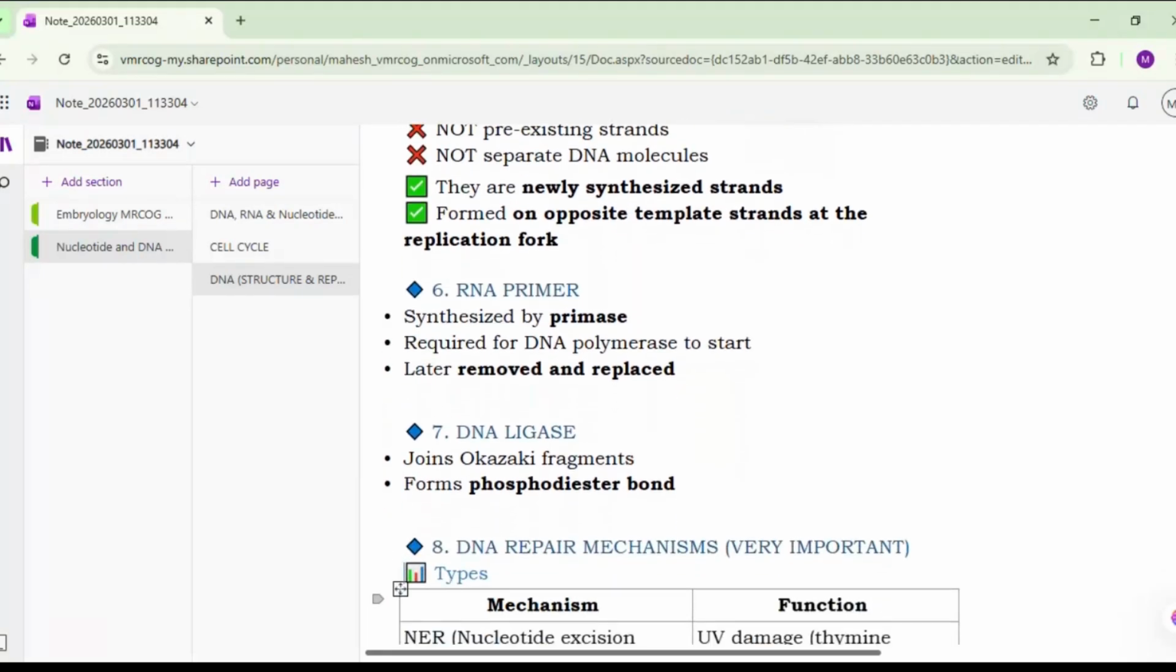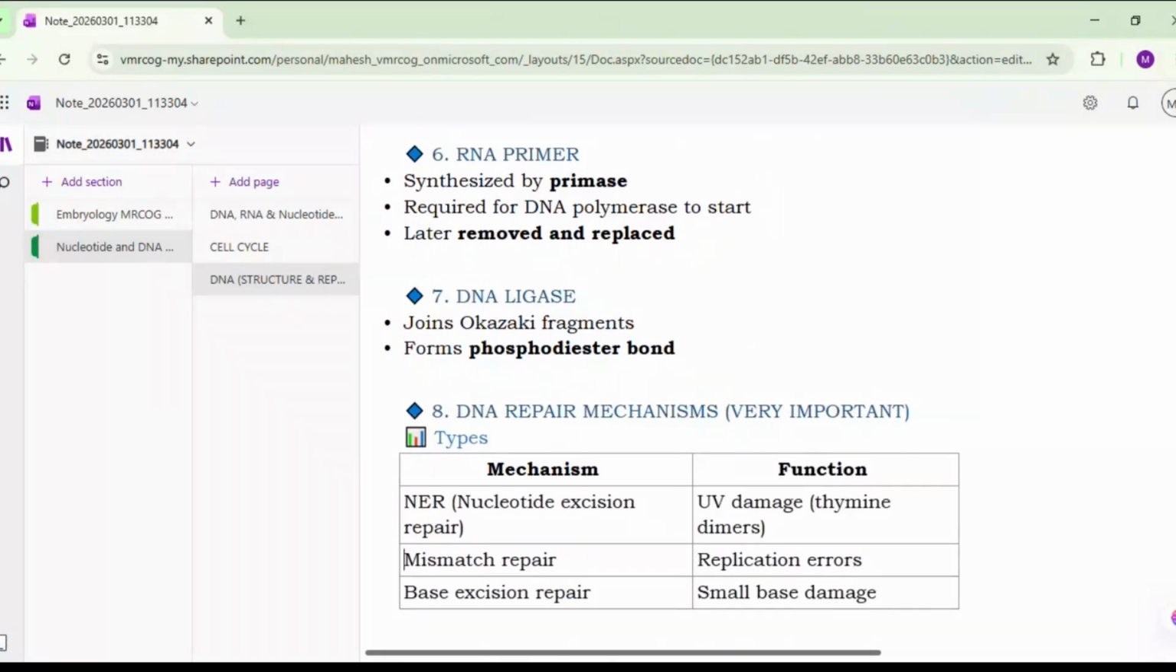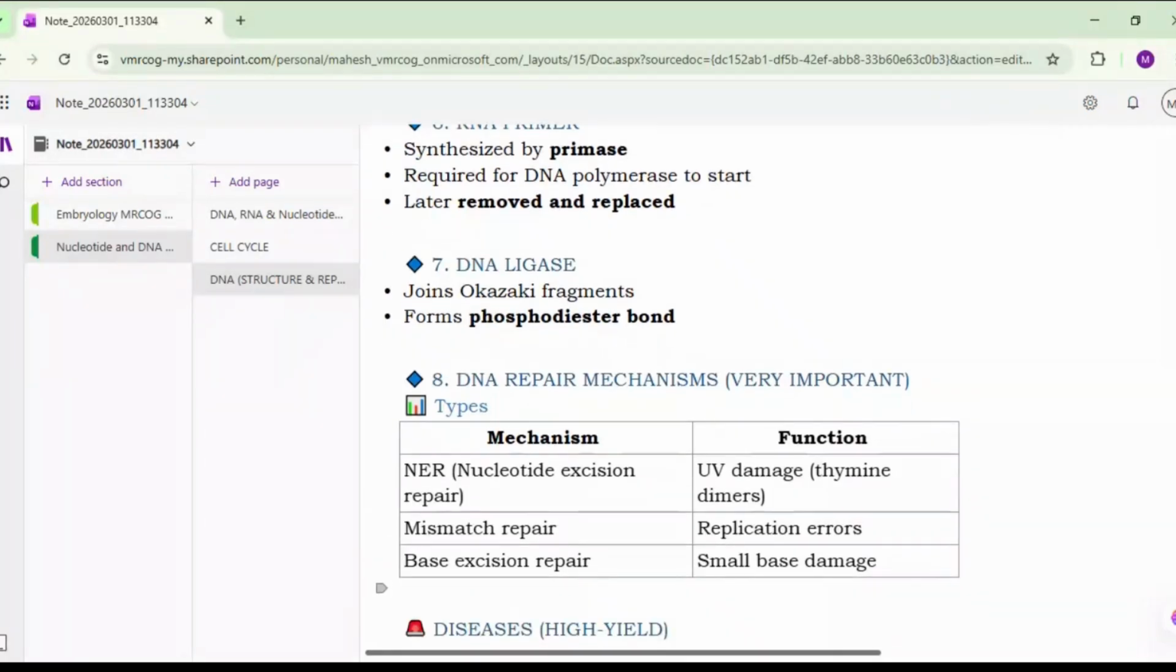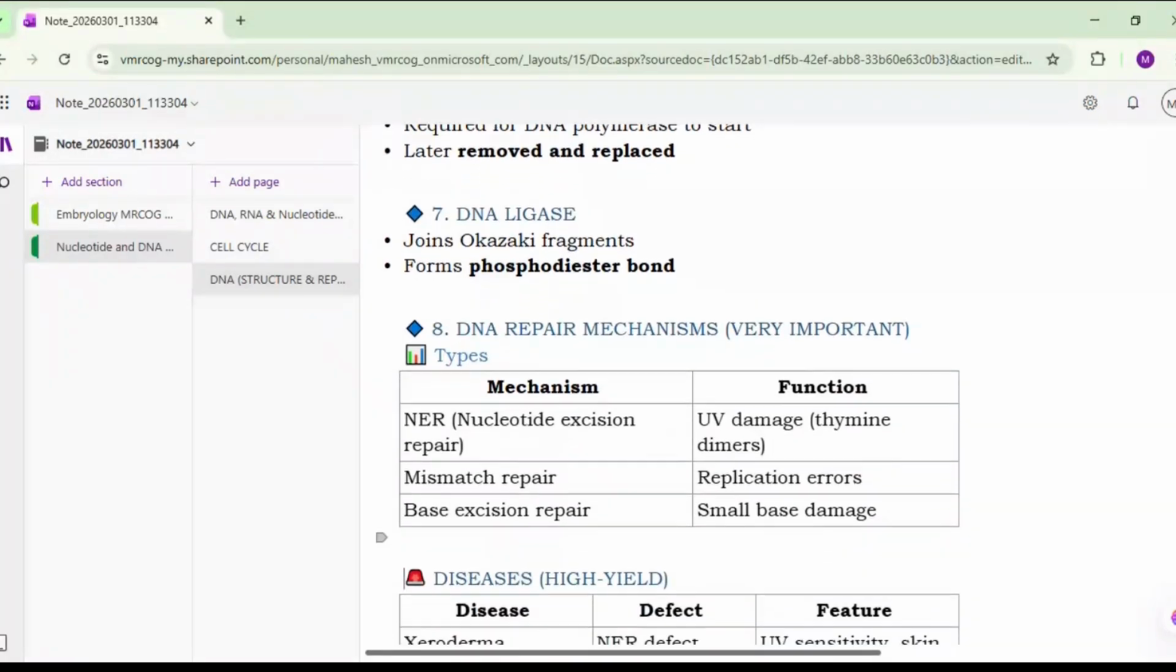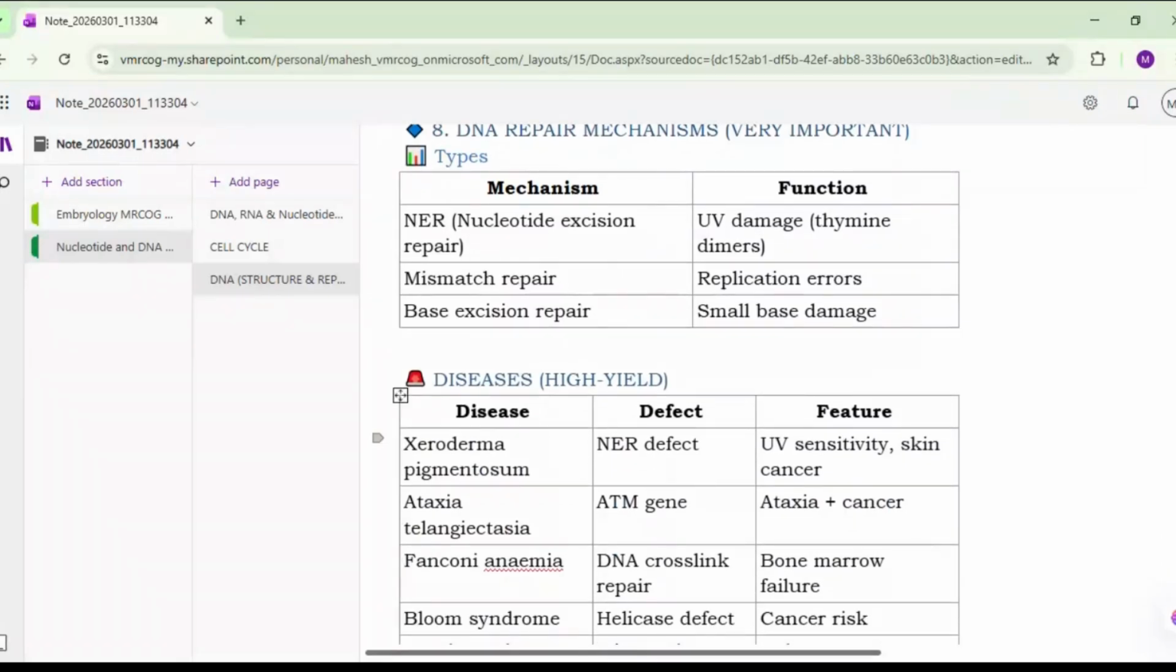Okay. Coming to the DNA repair mechanism. Okay, so in these DNA repair mechanisms, there is NER, that is nucleotide excision repair, and function is that it repairs UV damage and thymine dimers. Then mismatch repair, it corrects the replication errors, and base excision repair, small base damage. Okay, so these are the mechanisms which are happening.